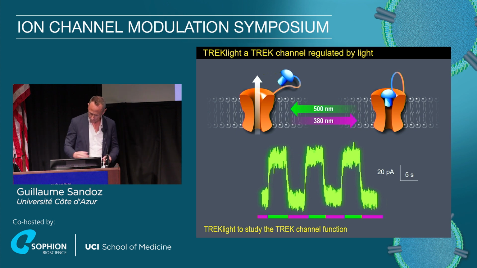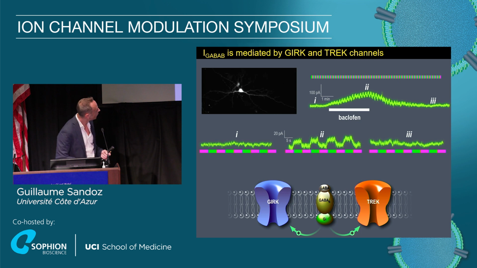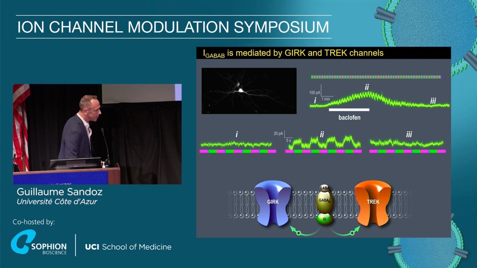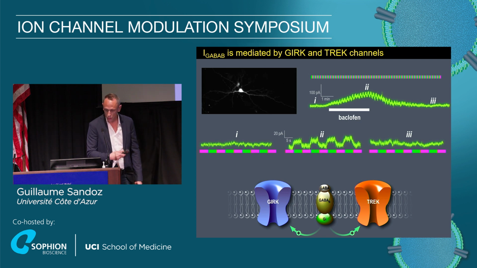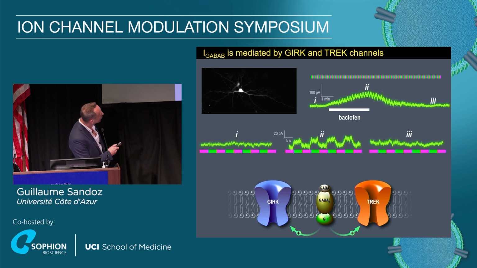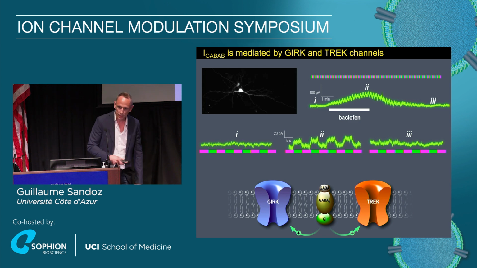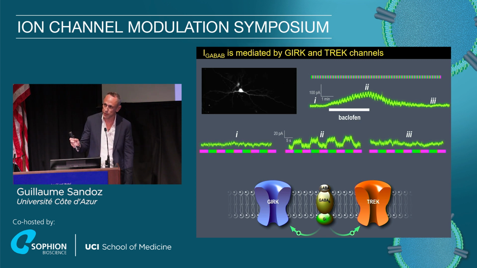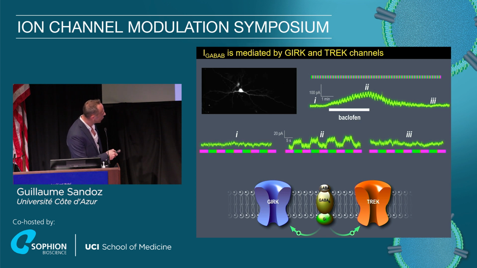It's not use dependent. Using this strategy, we have been able to show that TREK-1 is involved in the GABA-B response in the hippocampus. When you activate the GABA-B current using baclofen, the specific agonist of the GABA-B receptor, in the hippocampal neuron, you have an outward current that appears. You have a part which is constant, which is related to the activation of GIRK, which was known for like 20 years. And in addition to that, you have a current that follows the light, closing in UV and opening in the green. This current represents around 25% of the GABA-B current, and this is linked to the activation of TREK.